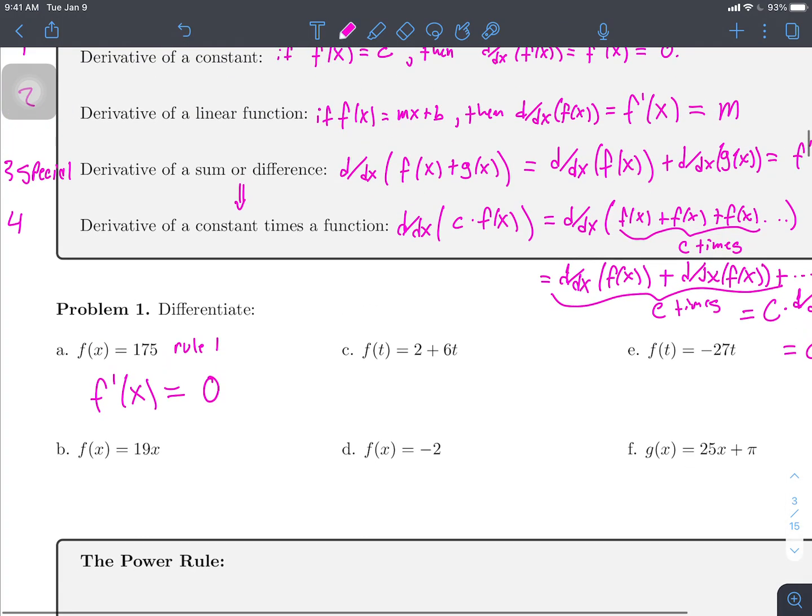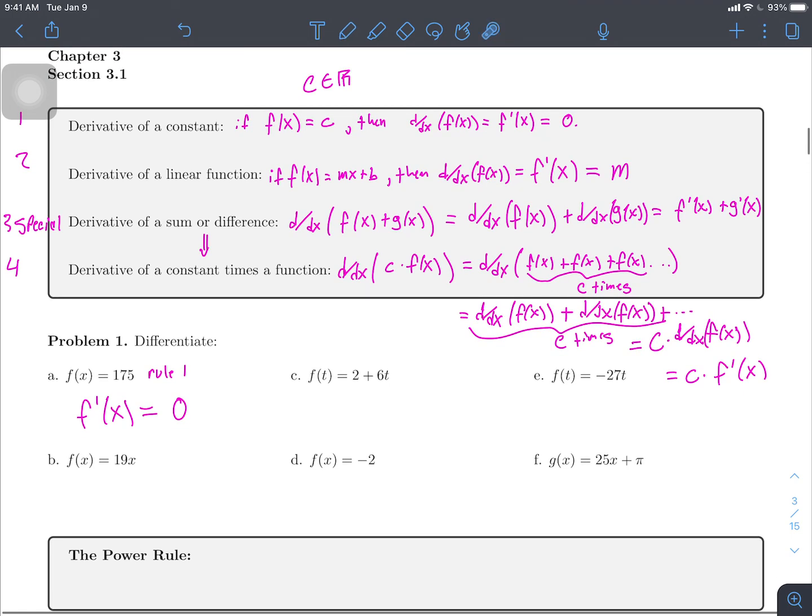Easy as can be. Okay, which rule should I use for letter B? F of x equals 19x. Yeah, rule number 2, okay? It just happens to be that b is 0, but b doesn't even really matter, because all we need to do for a linear function is the derivative is just going to be the slope of that function, which in this case is 19. Okay.